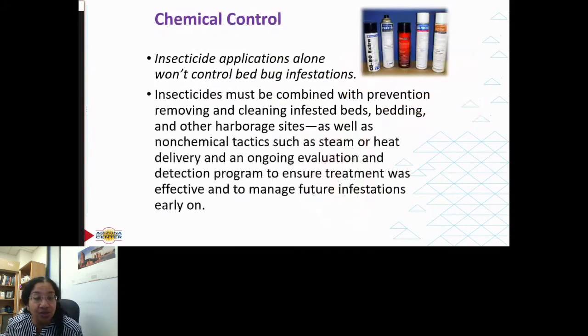And for chemical control, it's sometimes inevitable for bedbug management, especially in an established infestation. However, again, insecticide applications alone will not control an infestation. All of these other things need to be combined with the chemical insecticide, like removing and cleaning infested beds and bedding, removing harborage sites, vacuuming, so many other, all of those other things that we discussed. All of those need to work together to effectively get rid of bed bugs.